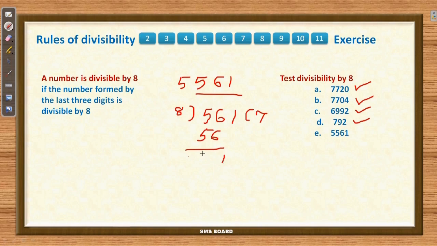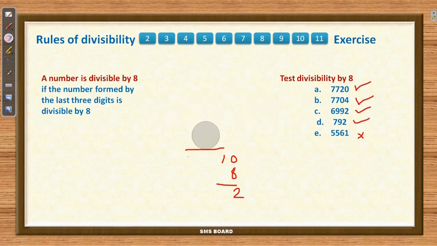So we have to add 0, so the decimal will come, then it is 1 times 8, 2. That means this number is not divisible exactly. So actually this number is not divisible by 8. So we have seen the divisibility test by 8. Now we will see the divisibility test by 9.